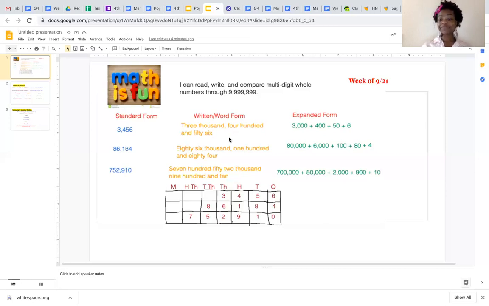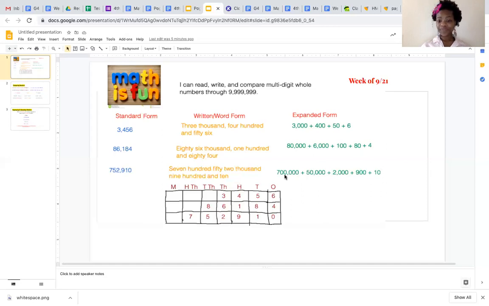Now let's look at expanded form, which is one of my favorite ways to express numbers. And I think that you're also going to have fun with it. Let's look at this third number here, 752,910. In the word expanded, you can pick up expand, okay, or to break down. So whenever we are writing numbers out in expanded form, what we're really doing is breaking down each digit in that number by place value.